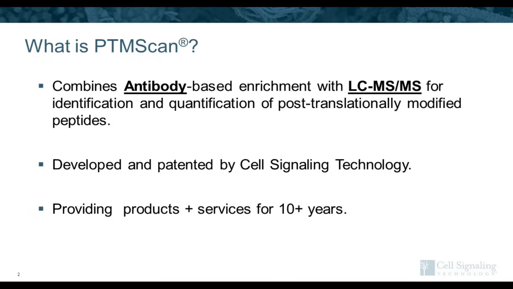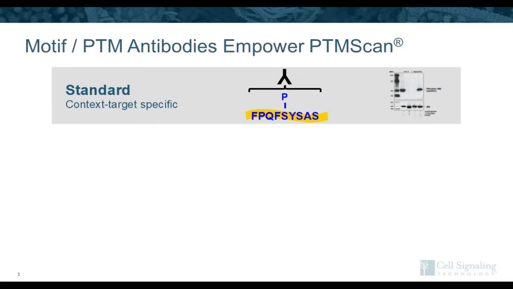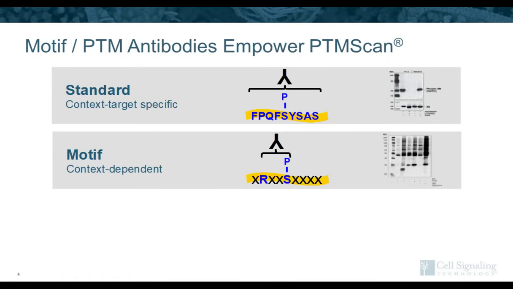And really the key to success in PTMScan are the antibodies that we're using. So typically when we develop an antibody, we use a single peptide or a piece of a protein or even a full-length protein as the antigen. Here we're showing a phosphopeptide. The antibodies that we use for PTMScan, however, are a little bit different. So instead of a single peptide sequence, we actually use degenerate peptide libraries. So here again we see a phosphopeptide.